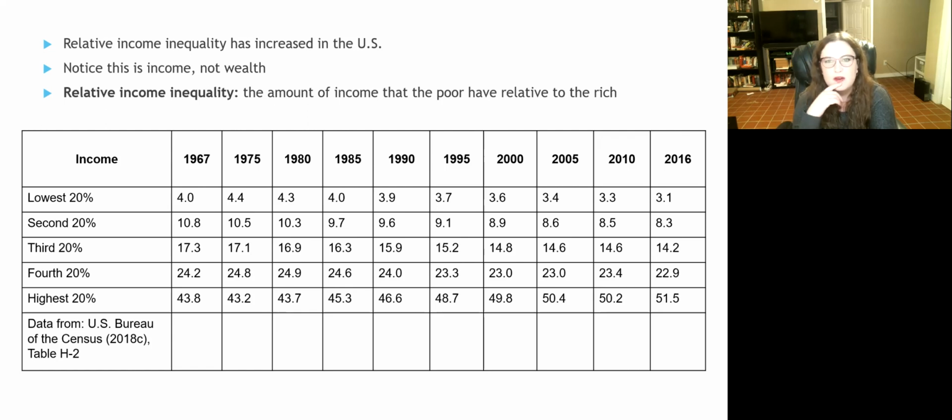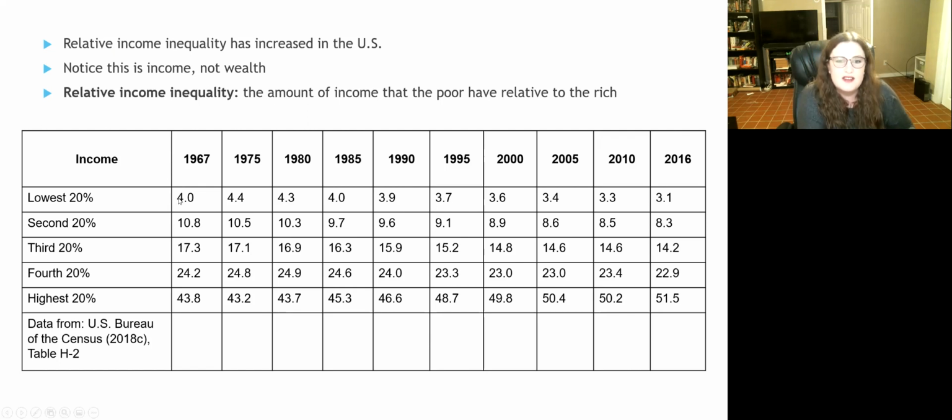So relative income inequality has increased in the United States, right? That's not new information. We knew that. Relative income inequality just means the amount of income that the poor have relative to the rich. So notice this is income, right? This is not wealth. This is the amount of money that people are making on a yearly basis. This is not including all the stocks that people have sitting aside. This is not including the houses that people own. This is not including different sorts of grants or trusts or things like that, right? This is purely just the income people get from their job.